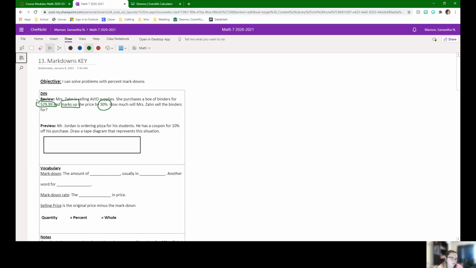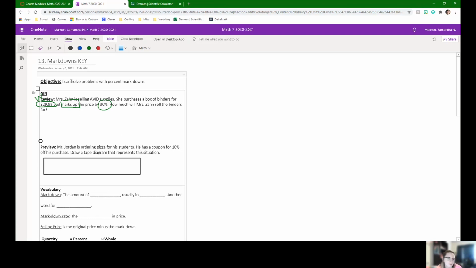Okay, so you should have the original price as your whole. We're going to mark it up by 30%. That's the markup rate. And we do know there are two ways to solve these problems. So we could either find the markup and add it on at the end, or just do 100 plus the markup rate and do it all in one step, the lazy math way. So I'm going to do it the lazy math way.